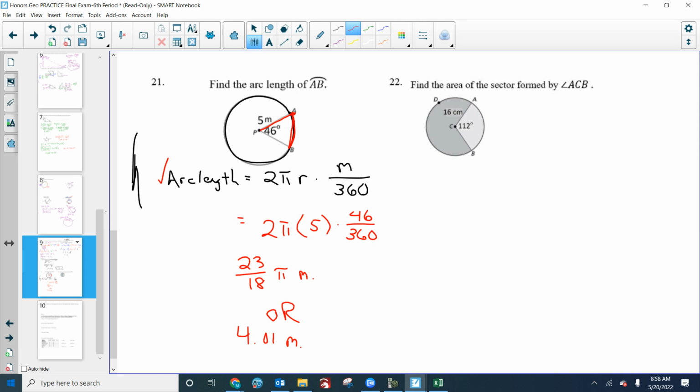Okay. All right. Area of the sector formed by ACB. So now we're talking about a slice of pi. So the area of a sector is pi r squared. That's the whole circle. We're not doing the whole circle. We're doing a fraction of the circle. So pi times 16 squared times 112 out of 360.